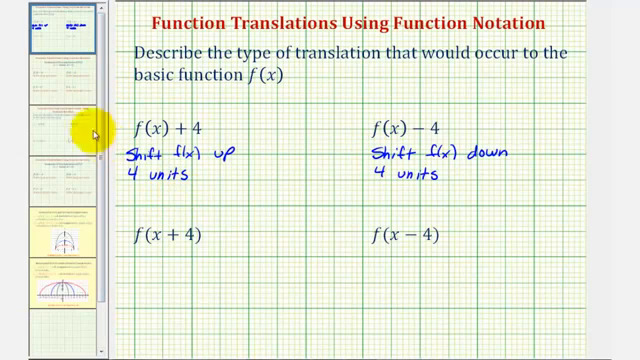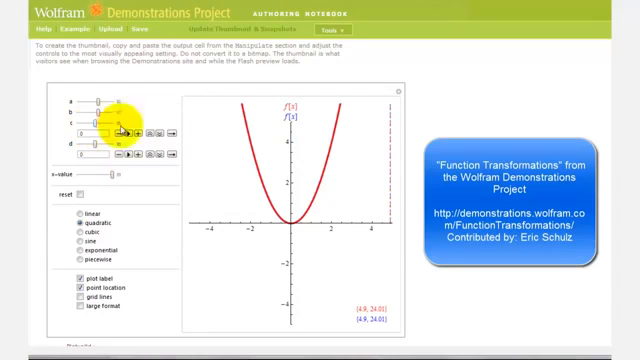Now let's go back to the animation. Now let's add and subtract a constant from the input x. Notice as we subtract a constant from the input x, the graph is actually shifted right, which might be the opposite direction that we would think. But if we pause here for a moment, this should make sense.